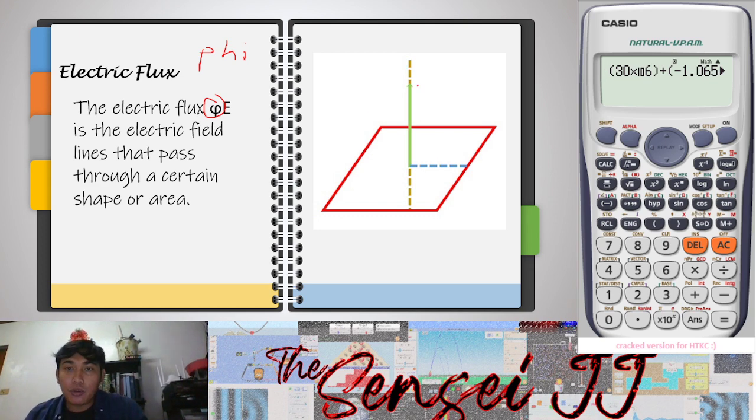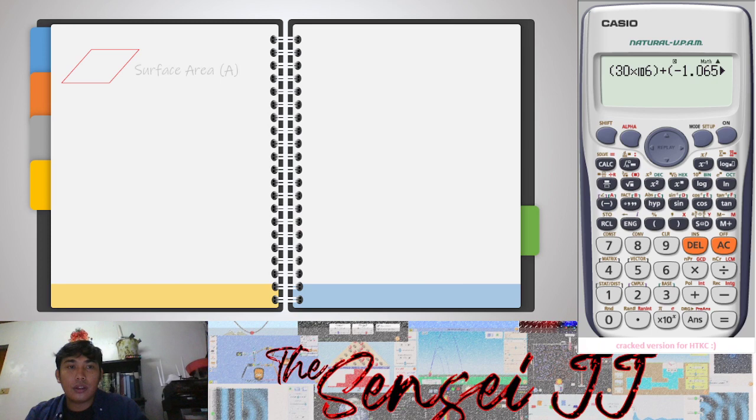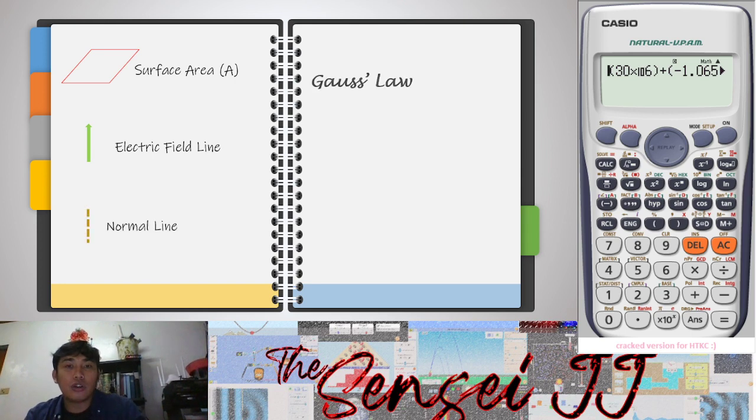So in here we have an imaginary line. This is the electric flux, and the green arrow is the direction of our electrical field lines. Okay, so we have here our surface area. That is the one that's passing through. We have here the electrical field line, and here is our normal line. So as you can see, makikita ninyo, yun yung dinadaanan ng ating electrical field line.